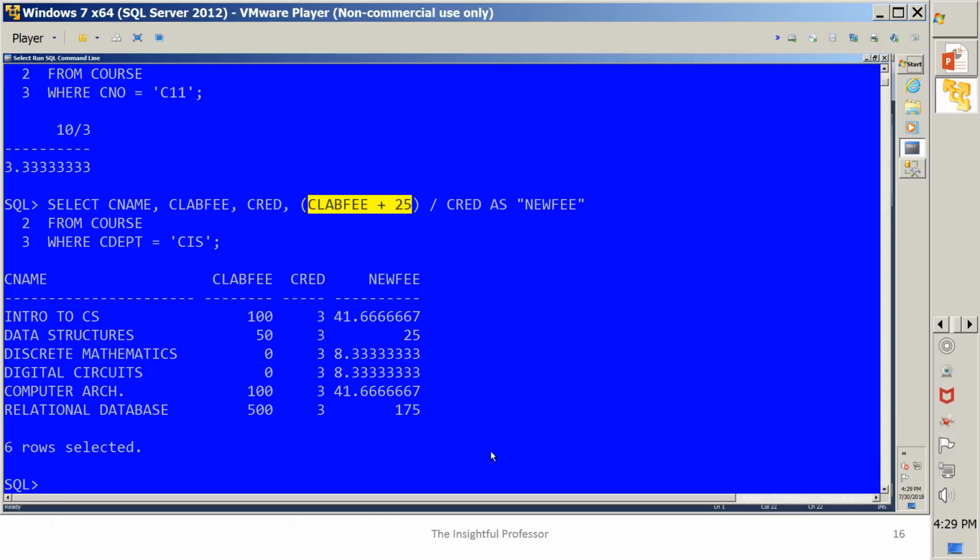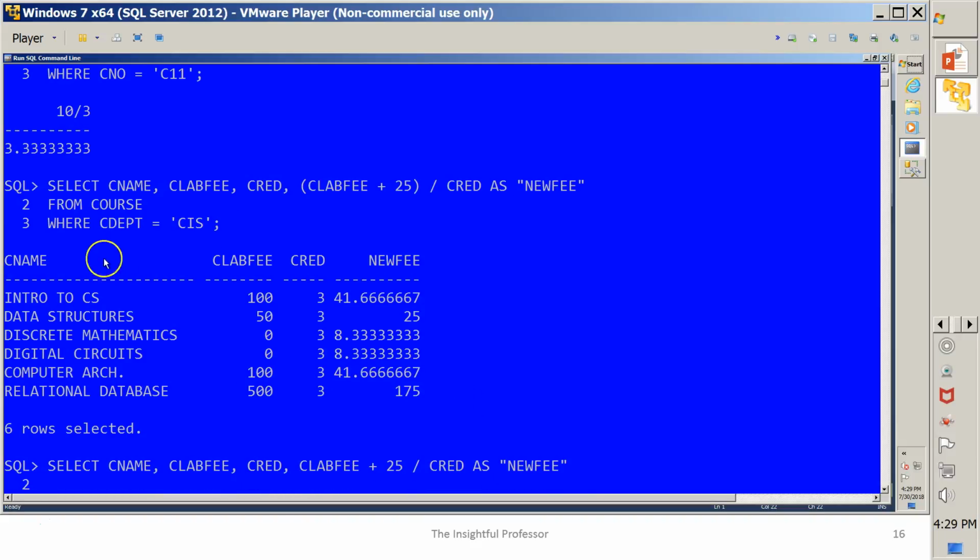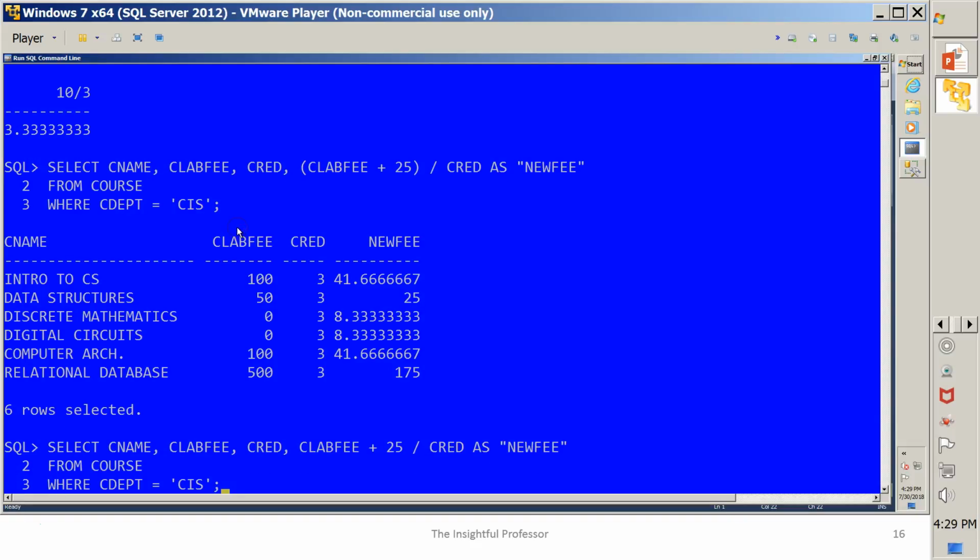If we modify the query just slightly in terms of what we're writing, but significantly in terms of what the result will be, we'll remove the parentheses, and now with this expression, the addition reverts back to its lower priority, not going to get done first. We'll do the division first, so we'll divide 25 by 3 and then add that to lab fee. Well, remember up here, this is the effect of 25 divided by 3, 8 point and a whole bunch of 3's after it. So let's see what happens.